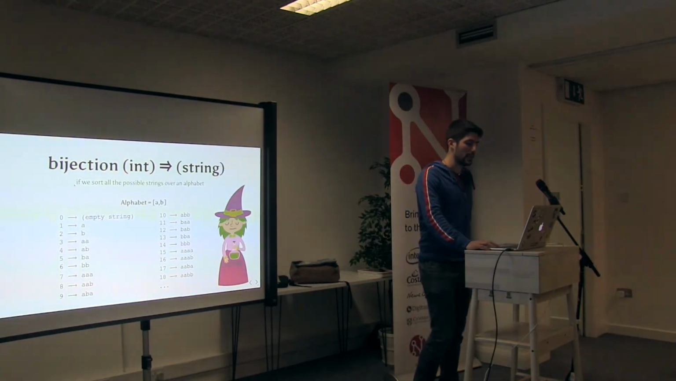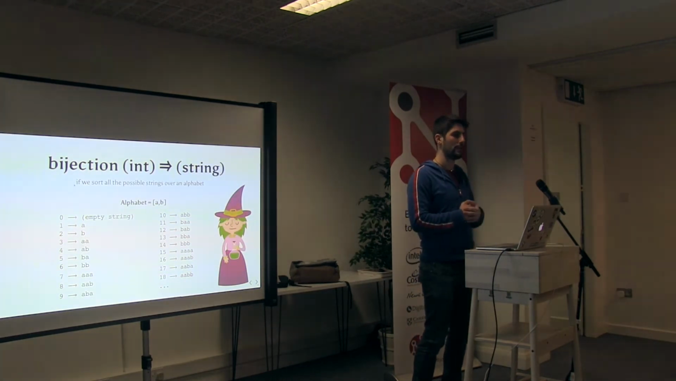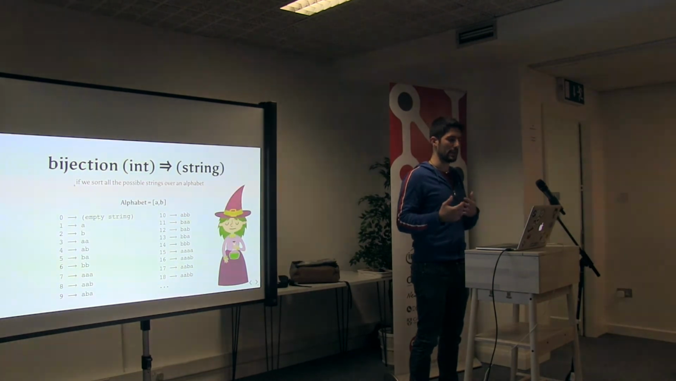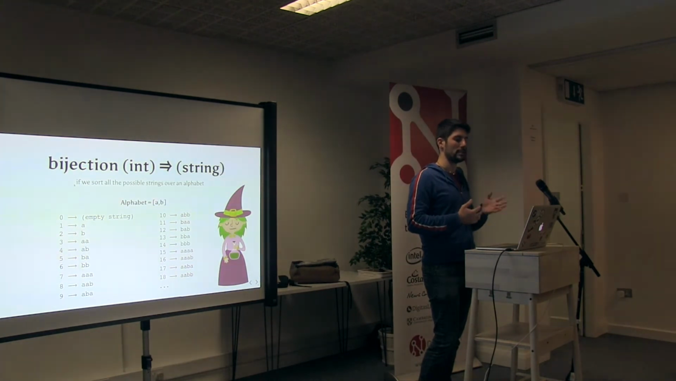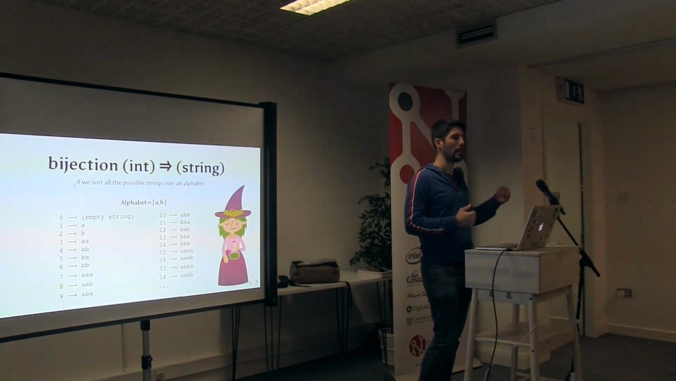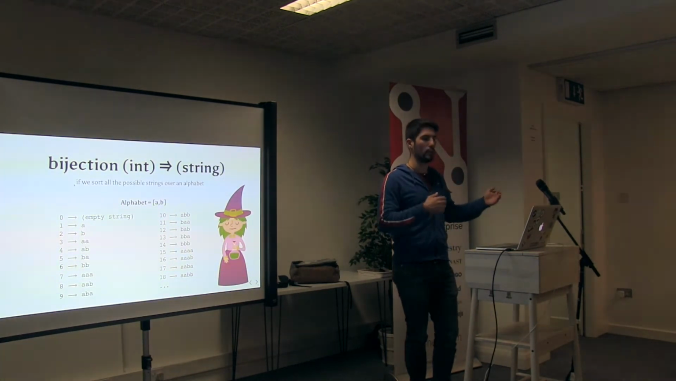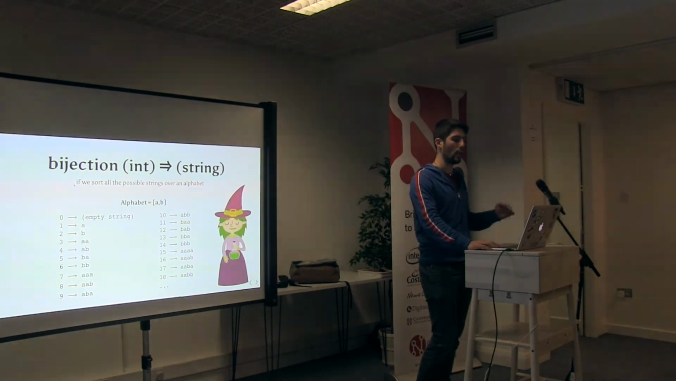The important thing is that we can create a bidirectional relationship between the space of positive integers and all the strings over a specific alphabet, as soon as you establish an order inside the alphabet that you're using. For example, if we have an alphabet that is A and B, we can map 0 to an empty string, 1 to A, 2 to B, 3 to AA, and so on and so forth. And you get the idea that this way you can list all the possible strings over this alphabet.